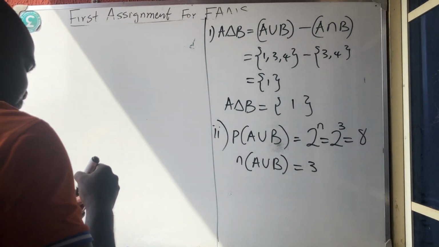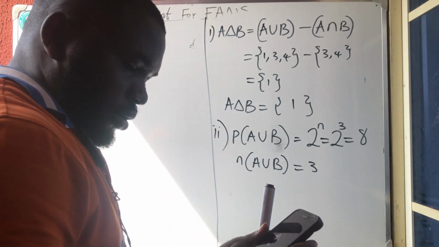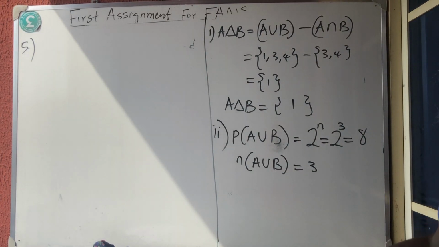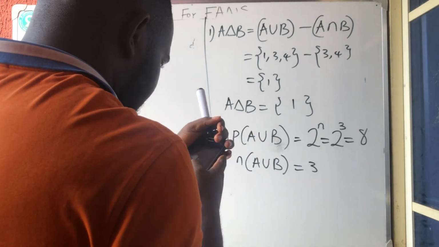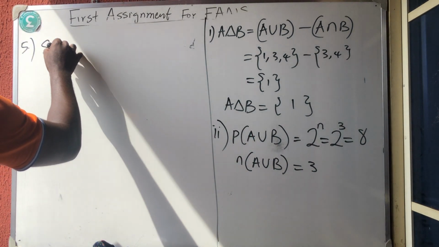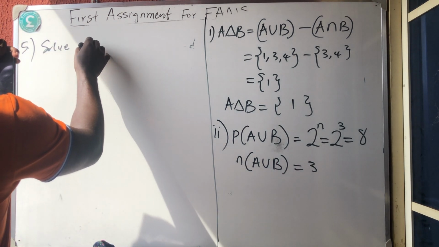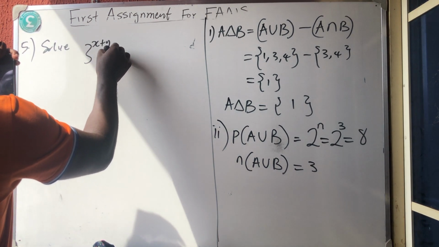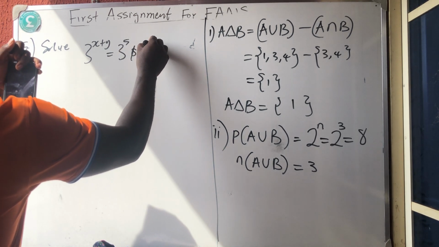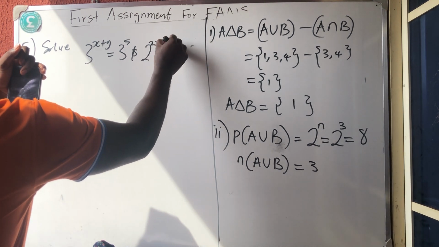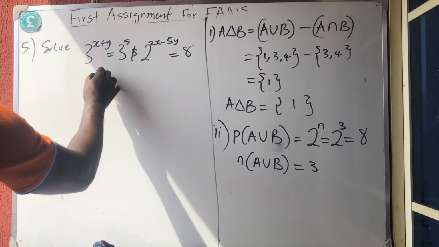Question number 5 said that we should solve the simultaneous equation. They gave us 3 raised to power x plus y is equal to 3 raised to power 5, and 2 raised to power 2x minus 5y, okay, is equal to 8. As simple as that. Solution, very simple.